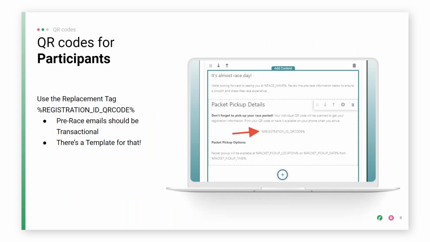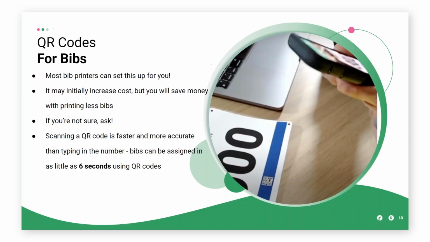So getting the QR code for the participants with that registration ID, we use the replacement tag that you see there on the screen. Pre-race emails can include this and automatically generate it for each of the participants. Just a reminder that pre-race emails should be set as transactional emails, not marketing emails. And also we have a template built out for this. This screenshot here is actually from that template. And the GIFs and animations you'll see later also come from that template.